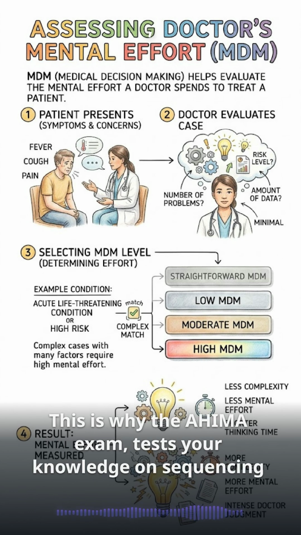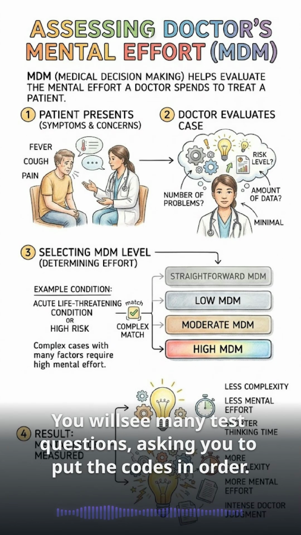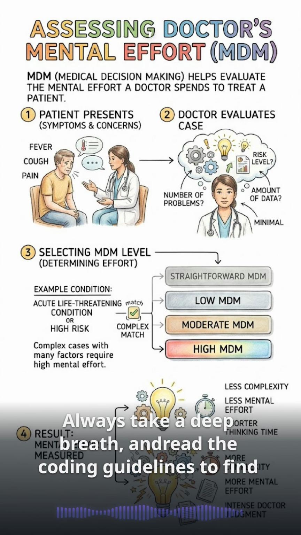This is why the AHIMA exam tests your knowledge on sequencing rules very heavily. You will see many test questions asking you to put the codes in order. Always take a deep breath and read the coding guidelines to find the correct answer. The guidelines will tell you exactly which surgery code must be listed first today.